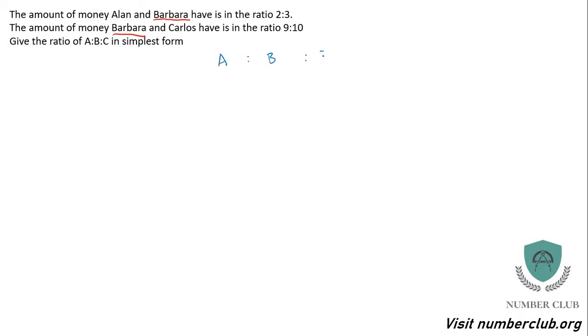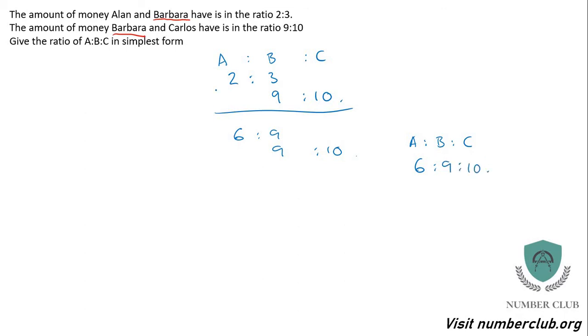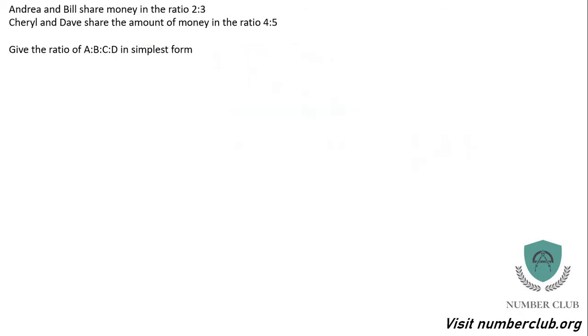A to B to C is in the ratio 2 to 3 for Alan and Barbara, and for Barbara and Carlos in the ratio 9 to 10. All you need to do is get them to have the same ratio part for Barbara. So we'll call this 6 to 9, 9 to 10, and once you've got that, the ratio of A to B to C is 6 to 9 to 10. I needed to multiply this row by 3 to get 6 to 9. That was all it was, I just need to match up for Barbara. Really easy question. Let's move on.